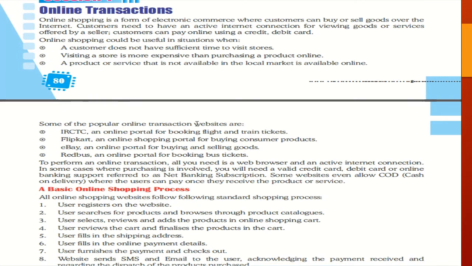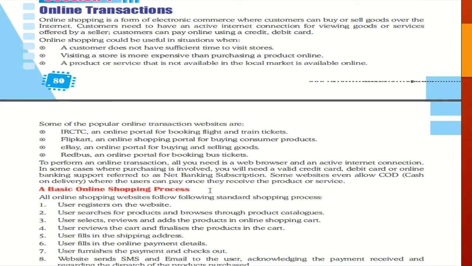Next, some of the popular online transaction websites are IRCTC for booking flights and train tickets, Flipkart, an online shopping portal, eBay, an online portal for buying and selling goods, and Redbus, an online portal for booking bus tickets. To perform an online transaction, all you need is a web browser and an active connection, and in some cases where purchasing is involved, you will need a valid credit card, debit card, or net banking subscription. Some websites even allow cash on delivery as well.